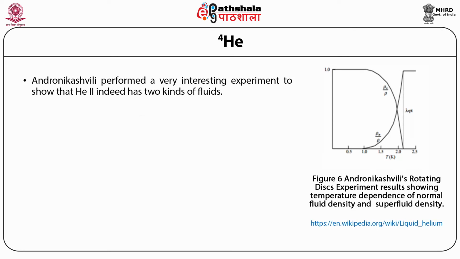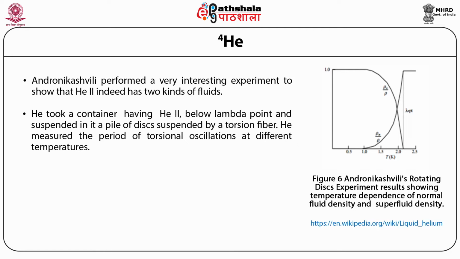Andronikashvili performed a very interesting experiment to show that helium-2 indeed has two kinds of fluids. He took a container having helium-2 below lambda point and suspended by a torsion fiber. He measured the period of torsional oscillations at different temperatures. The disk spacing in the system was such that at the period of oscillation, the disk system was completely coupled with the normal component of the fluid and the superfluid component remained uncoupled.